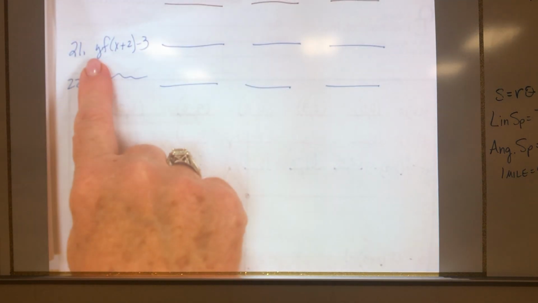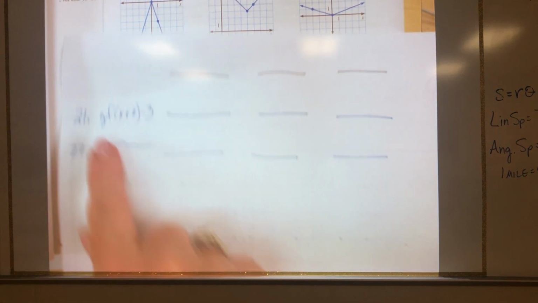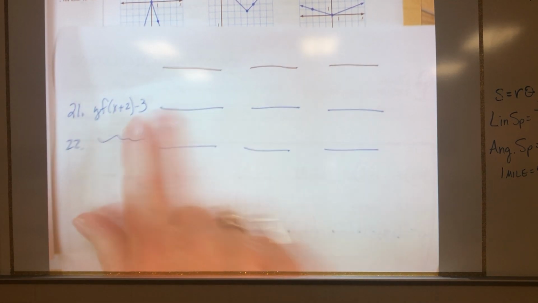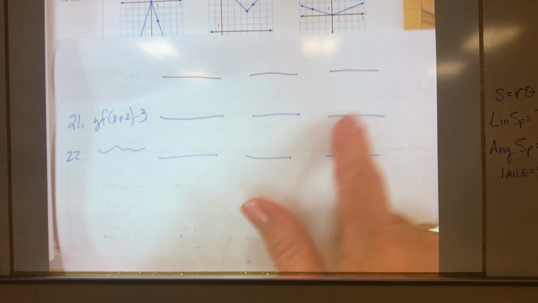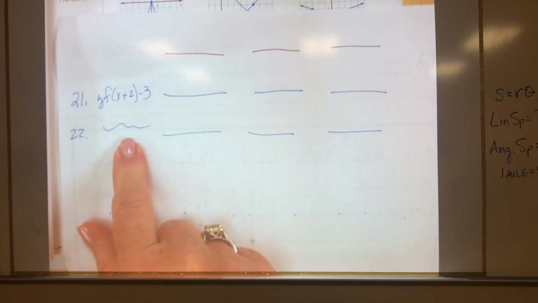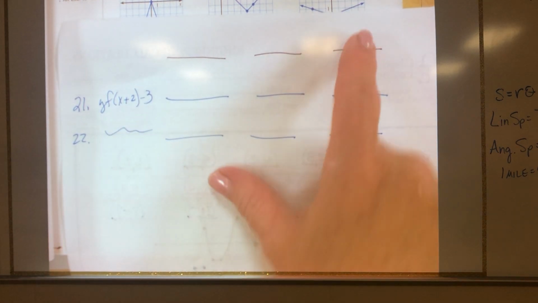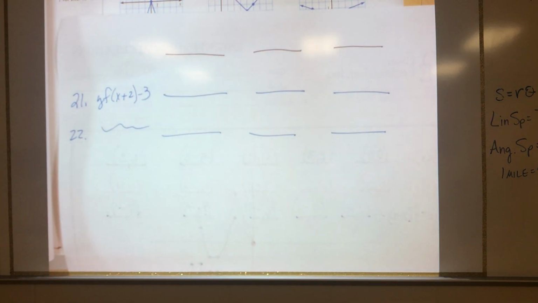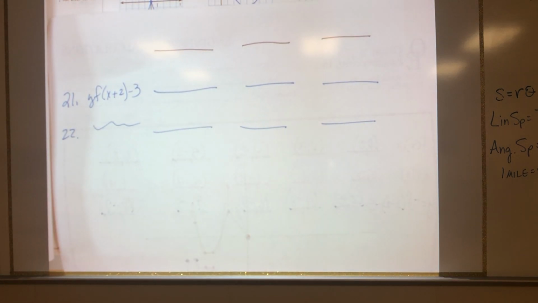Okay? And then like number 21, this is the function. y is equal to f of x plus 2 minus 3. And then here's where this point's gonna go, this point's gonna go here, this point's gonna go here. 22, write your equation. This point's gonna go here, this point's gonna go here, and this point's gonna go here. Does everybody understand what I want it to look like? Is this gonna be easy for me to grade?